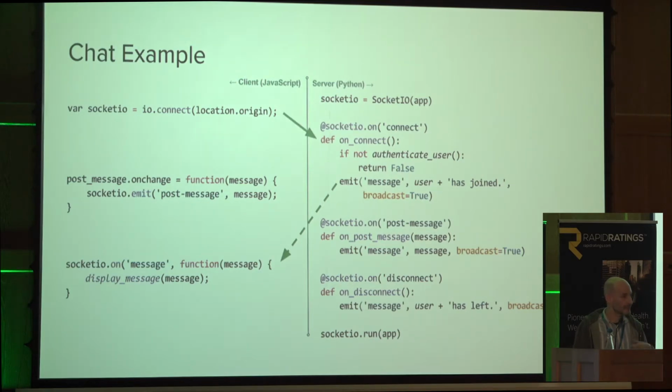And then at some point, someone is going to type something, and the JavaScript has an event handler for when you press enter. That's the post message on change. There, I just emit this other thing called post message, and I have a decorated function with that event name. So that triggers a call into my function on the server. And there, all I do is one more emit that broadcasts what this person typed to everyone else, including the person that typed it.